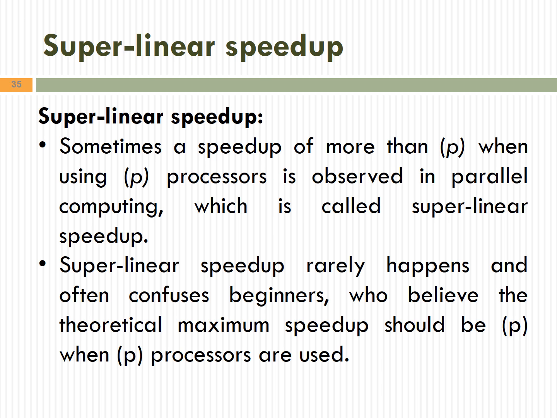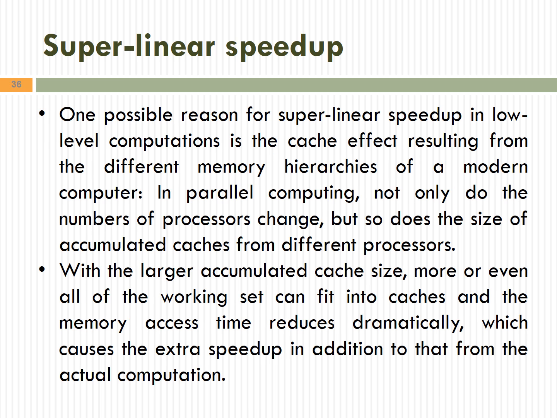Superlinear speedup. Sometimes a speedup of more than P when using P processors is observed in parallel computing, which is called a superlinear speedup. Superlinear speedup rarely happens and often confuses beginners who believe the theoretical maximum speedup should be P when P processors are used.